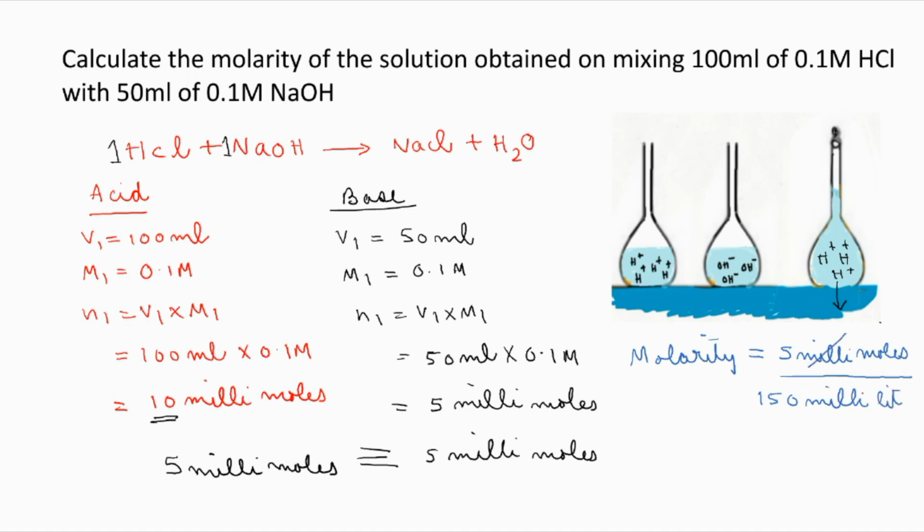So this milli will be cancelled and you will be getting the answer as 1 divided by 30 moles per liter. Moles per liter is nothing but the unit of molarity. Capital M you can write. So the answer will be equal to 0.033 molar. This will be the answer. Got it?